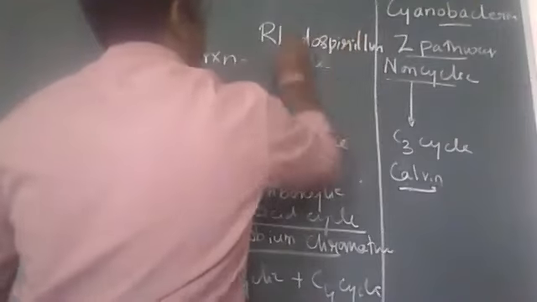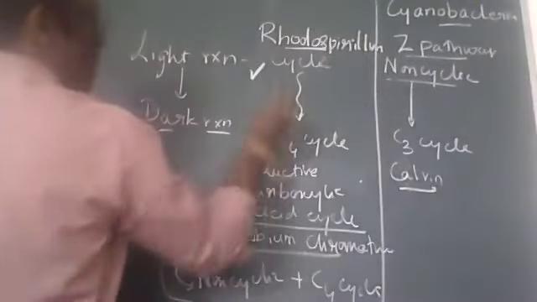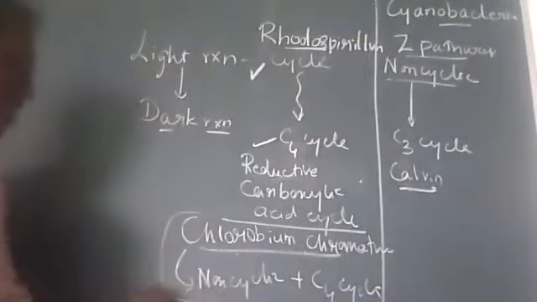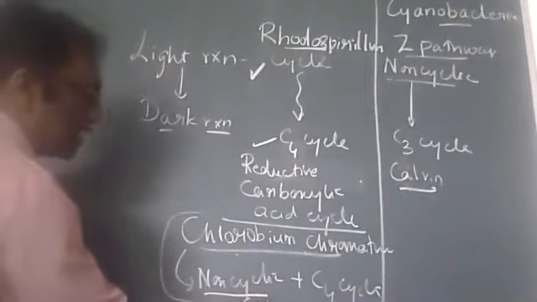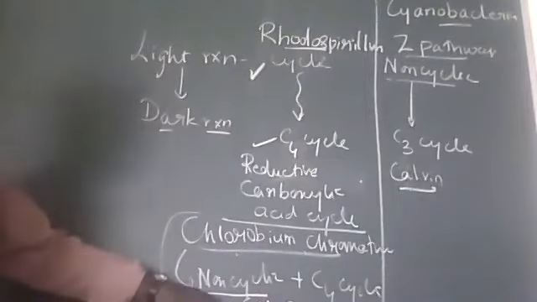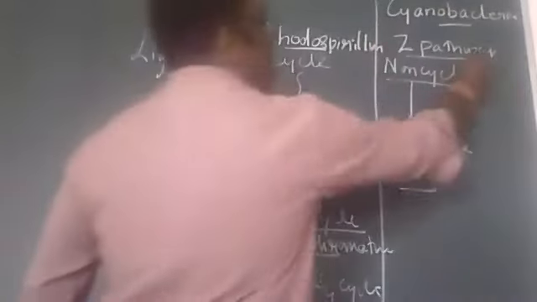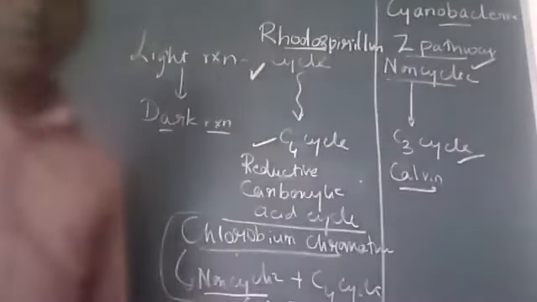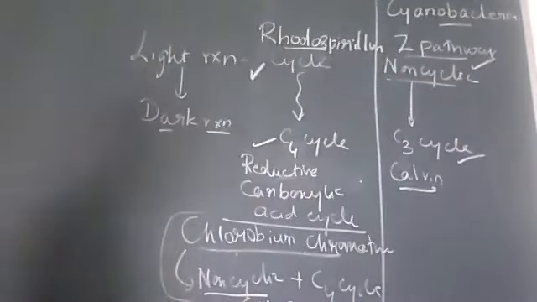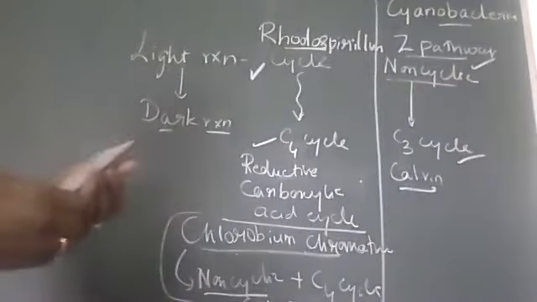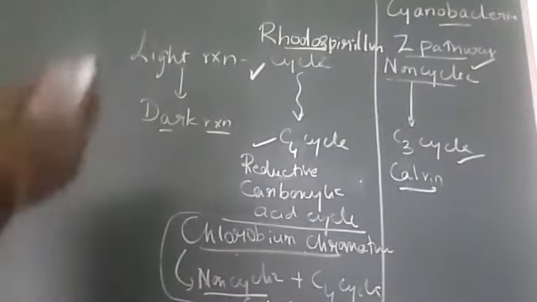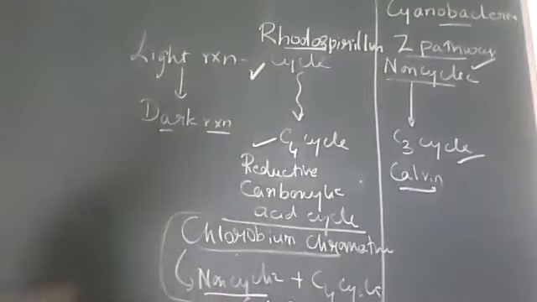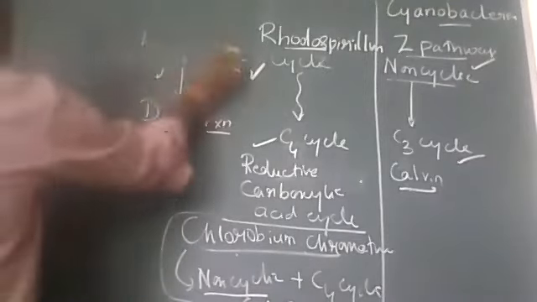Rhodospirillum, cyclic, C4. Chlorobium, chromatium, non-cyclic, in brackets write H2S. Remember, H2S is a clue. And this side, cyanobacteria, Z pathway with C3. I'll send a photo. This will help all batches also. One second, I'll send it, so that you will be clear about this concept.